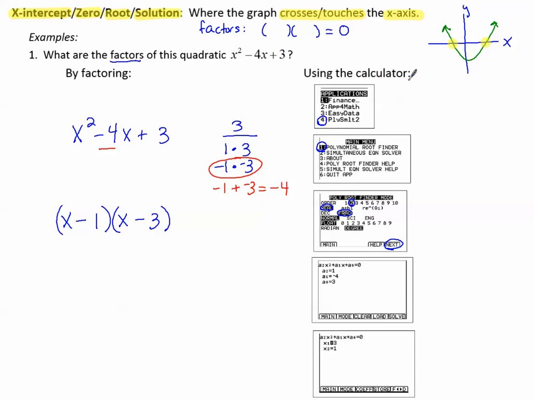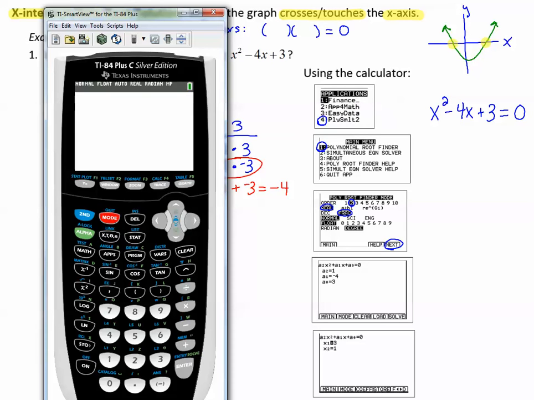Now, using the calculator, we take our quadratic, x squared minus 4x plus 3, and we treat it like it's part of an equation. So we set the quadratic equal to 0. Then we go to the graphing calculator and use the application number 4, PolySmlt 2. So apps, fourth option, and then press any key. And then the first option, the root finder, because we're finding roots.